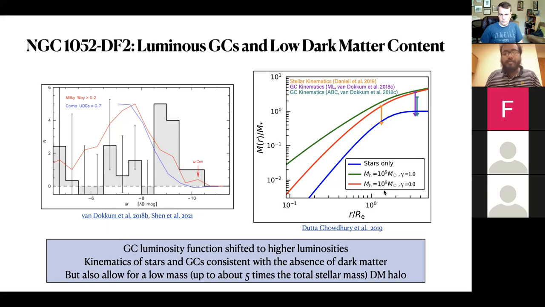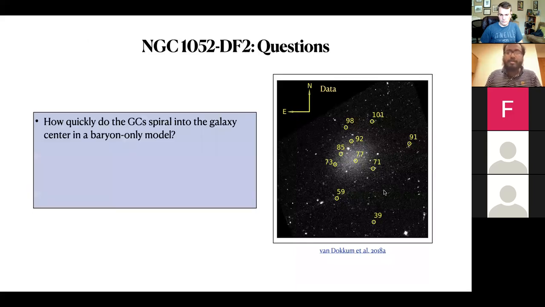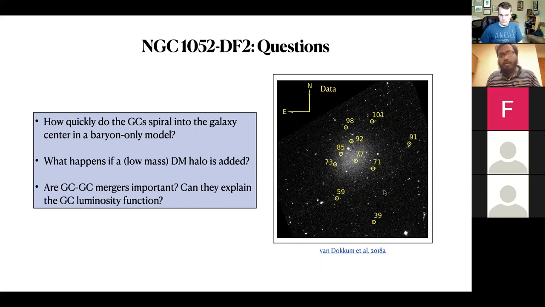dark matter halo, up to about 5 times the total stellar mass. So then the question is, can we learn something more about dark matter using the dynamics of the globular clusters? So basically we ask these 3 important questions. One is how quickly do the globular clusters spiral into the galaxy center in a baryon-only model? What happens if we add a dark matter halo? And then are globular mergers important?